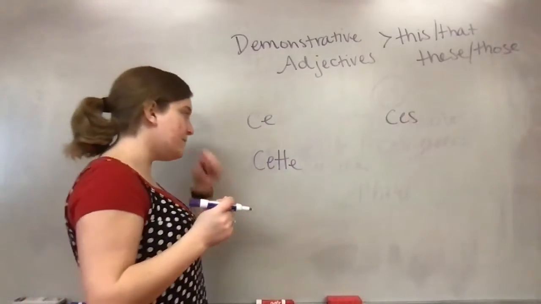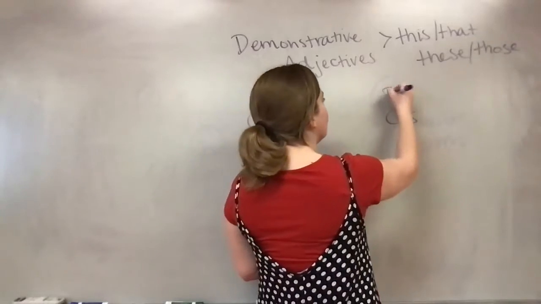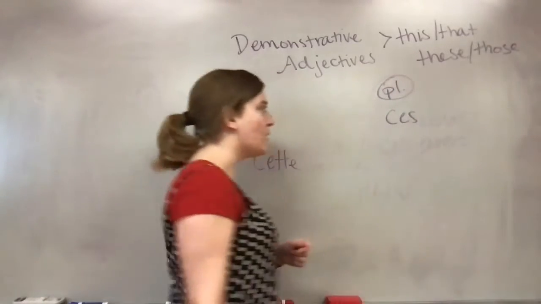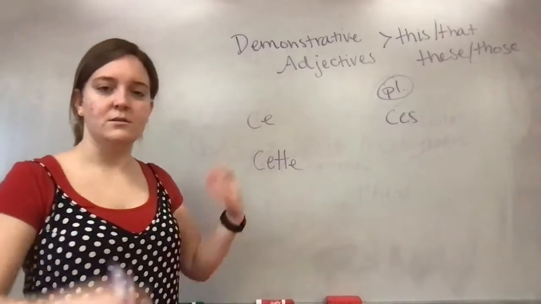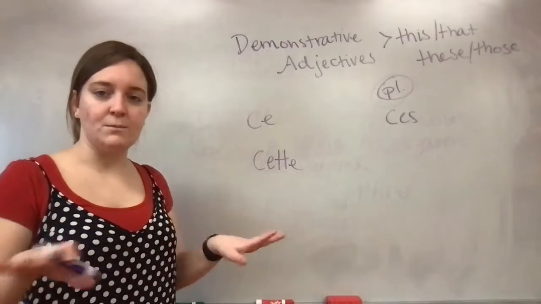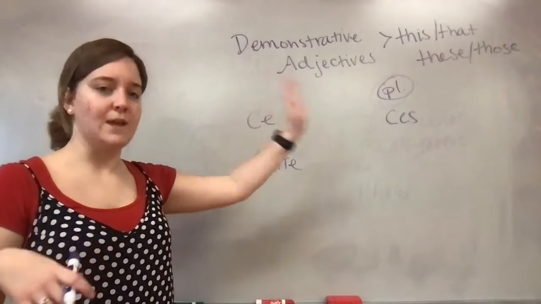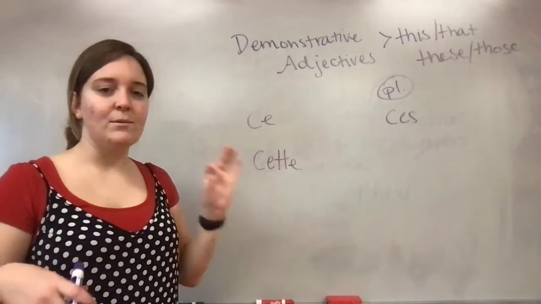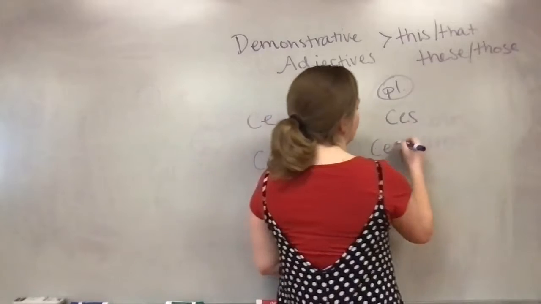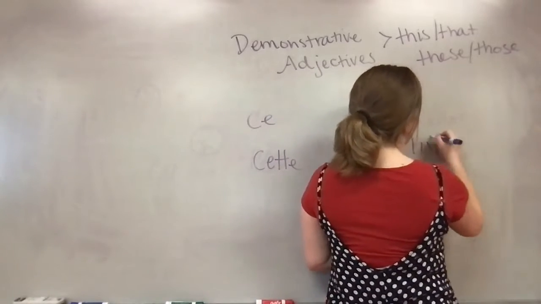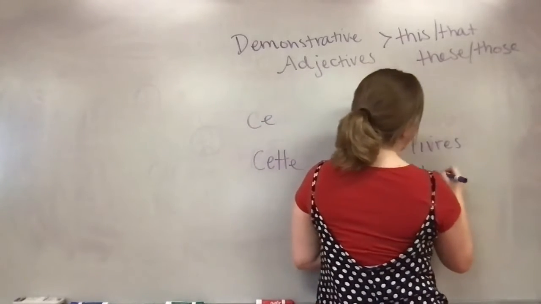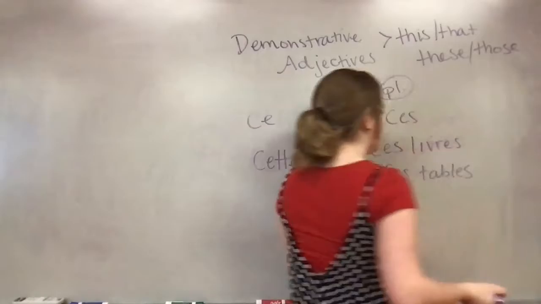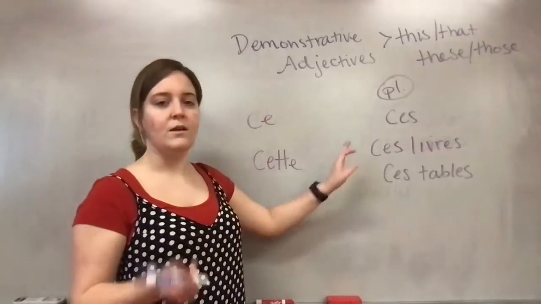And of course, ces has an S at the end of it. That's going to be our plural form. That is for masculine and feminine. Doesn't matter what the gender of the object is. That's the plural form. Ces tables, ces livres. It doesn't matter. Those are going to be the same.